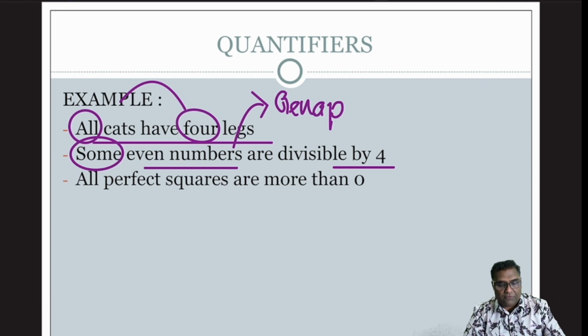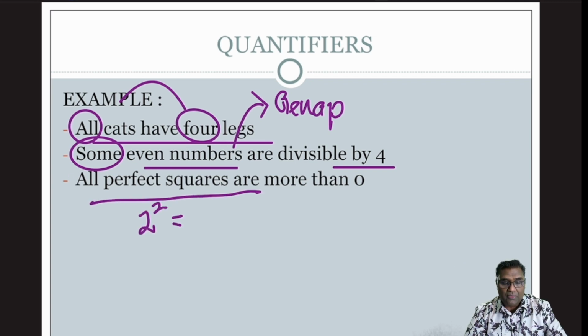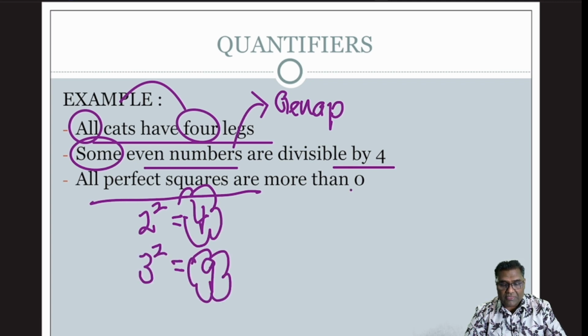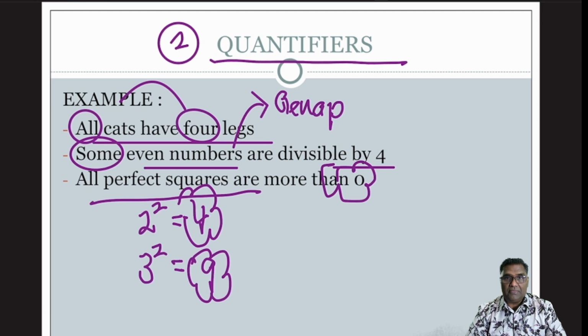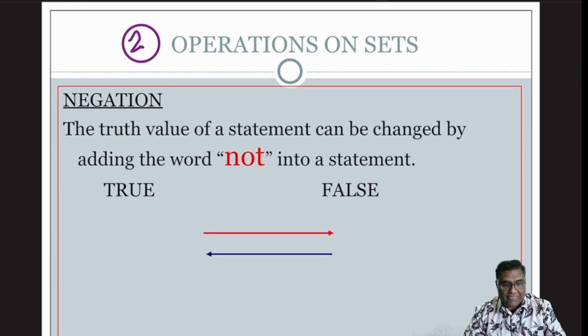Okay. All perfect squares are more than 0. Betul. What is a perfect square? Perfect square ada macam ni. 2 squared, this is a perfect square. 3 squared, this is a value called the perfect square. All of these are more than 0. Definitely yes. Okay, this is the second thing that you need to know under the keyword called quantifiers. Got it?